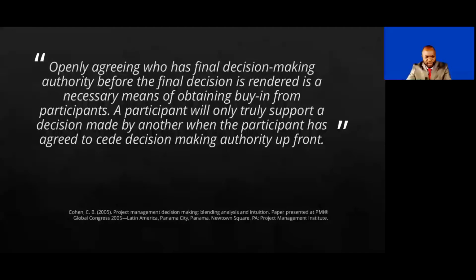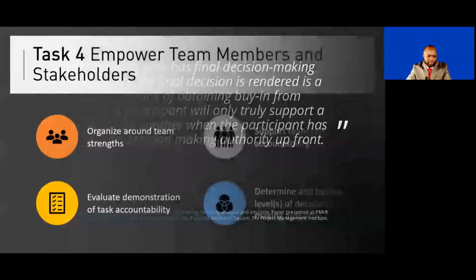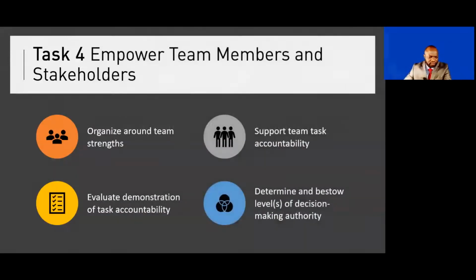So, my friends, we have covered quite a lot. And Emily, let's take a look at what we've talked about at a high level. Sure, this task again is empower team members and stakeholders. We organize around team strengths. We support team task accountability. We evaluate the demonstration of task accountability and determine and bestow levels of decision-making authority. And that concludes our task 4. Next, we'll be moving into task 5.